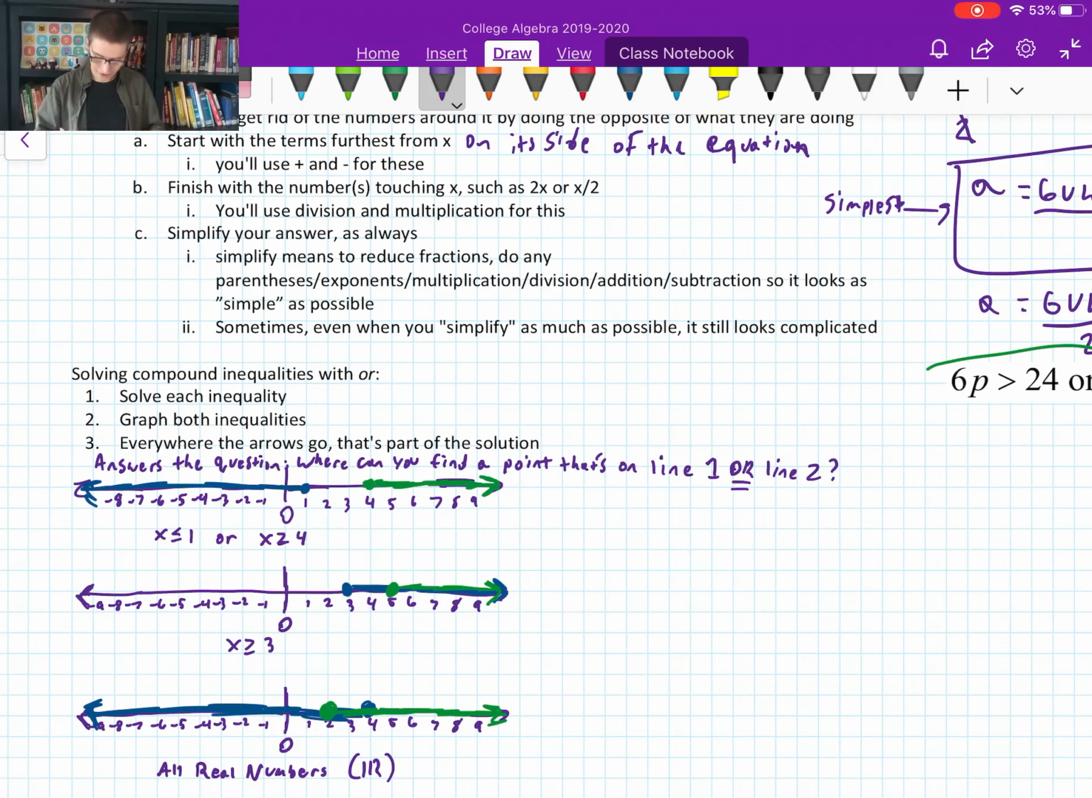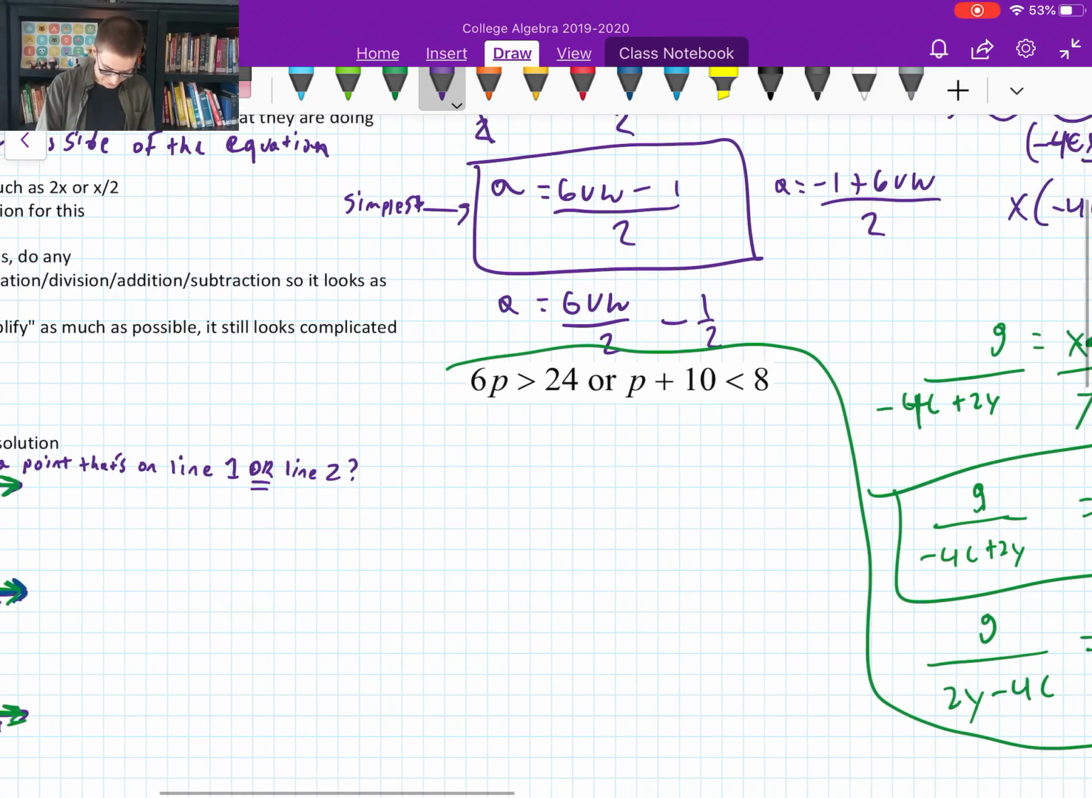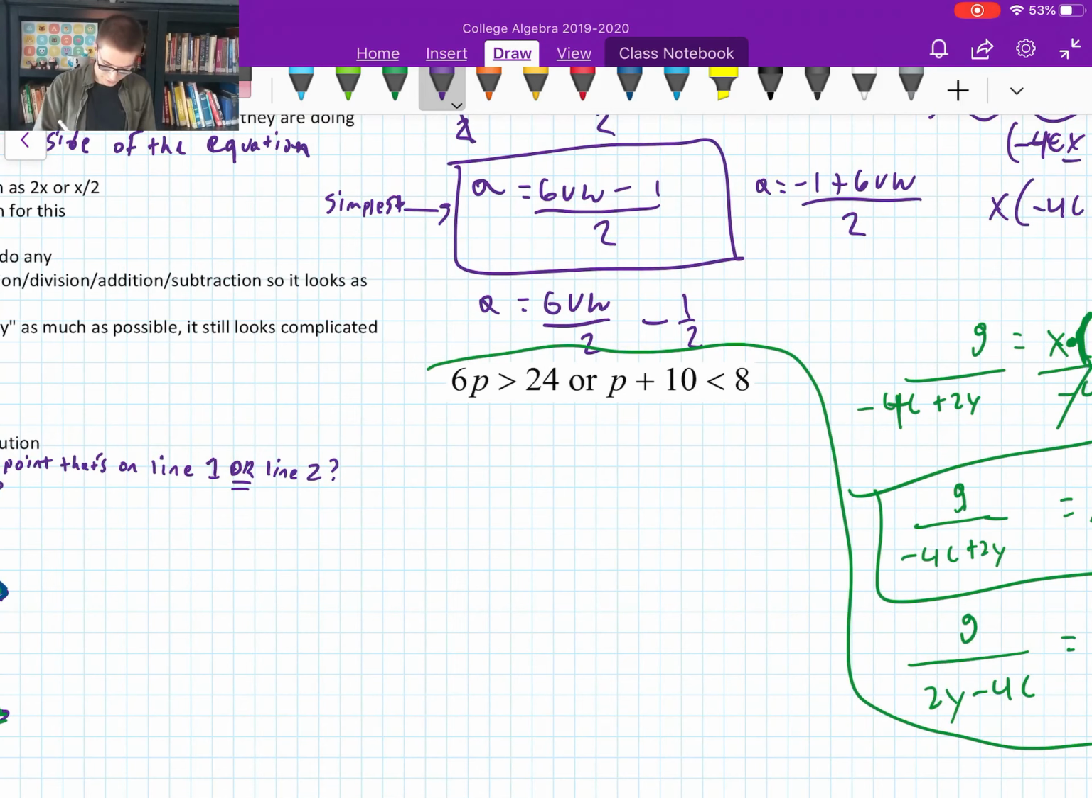We want to solve each inequality. So let's say we'll take 6p is greater than 24 and p plus 10 is less than 8. We need to solve for p in both cases. Let's start with the first one. I'll use different colors just to make it distinct and clear. The left one, let's do purple: 6p is greater than 24. And for the right one we'll do blue: p plus 10 is less than 8.